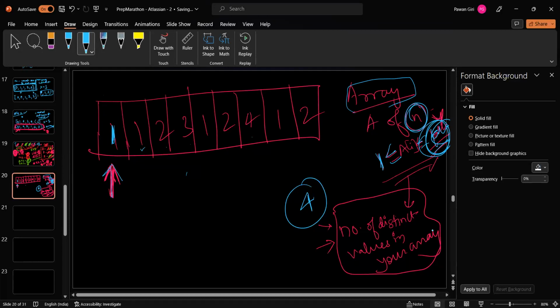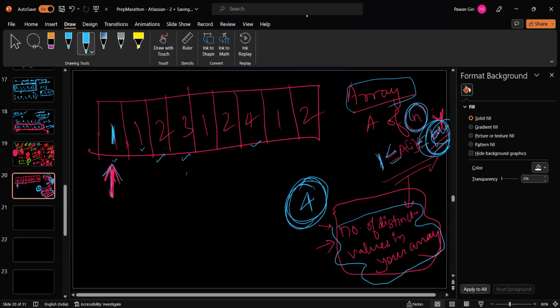Now what is your first task? For every index you want to find the minimum number of students you need to take consecutively to get every talent. Every talent means you need to find the number of distinct elements, or distinct talents, in your array. In this case, the number of distinct talents is 4, which is 1, 2, 3, and 4. So I got this value.